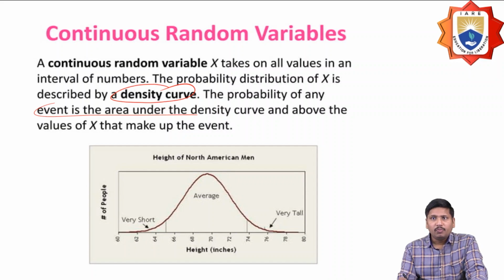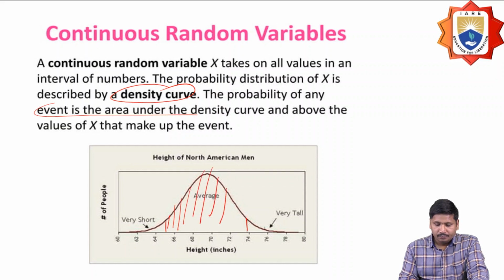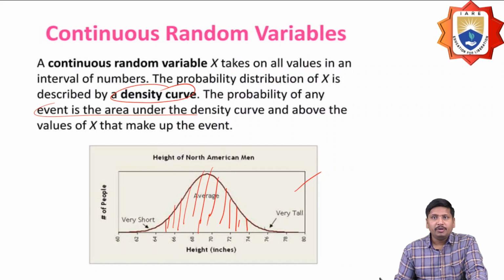A continuous random variable takes on all the values in an interval of numbers, and the probability distribution of x is going to be described by the density curve. So here the probability of any event is the area under the density curve, the area in between the density curve. So this is the probability of the event, by plotting this probability distribution curve.